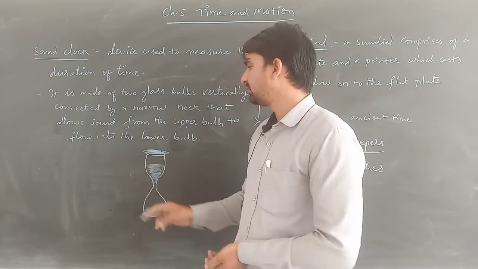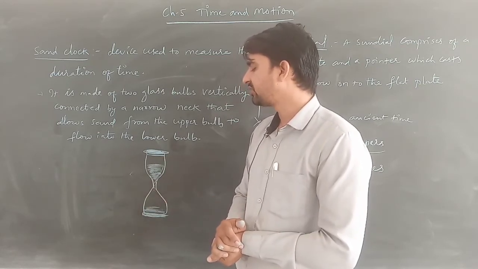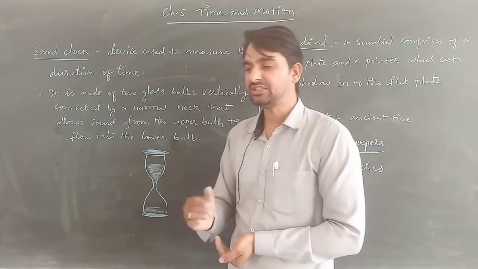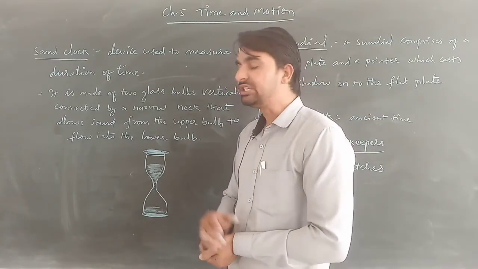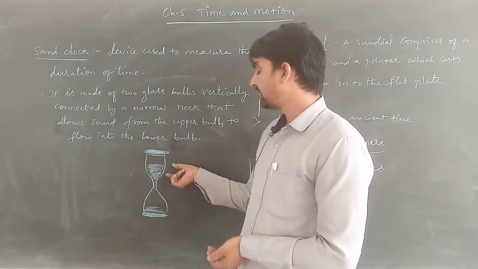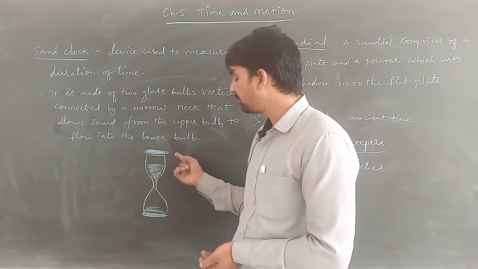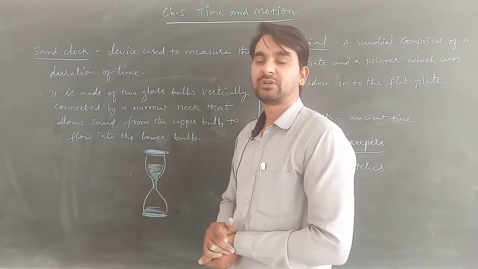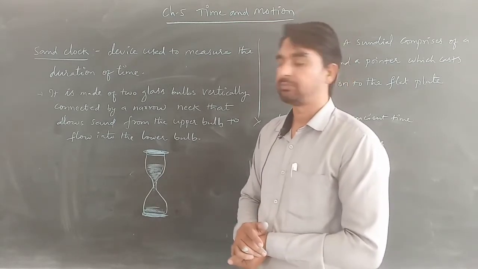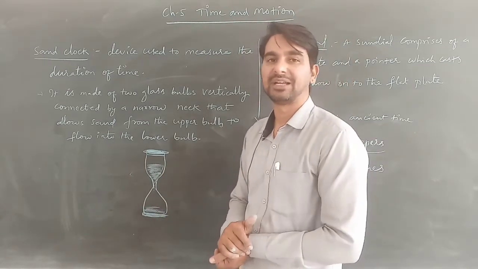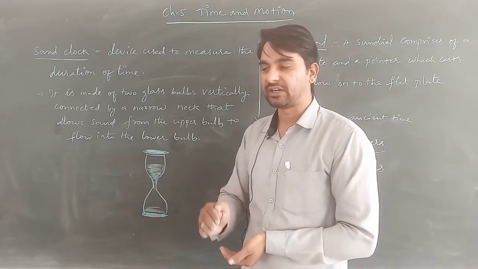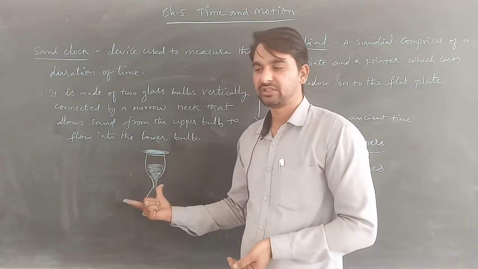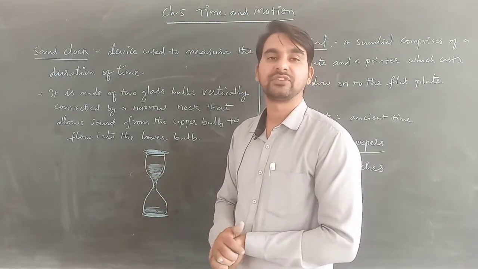The narrowness of the neck is designed in such a way that it gives a particular measurement of time. Different sand clocks give different measurements. For example, certain sand clocks take 1 minute to flow the complete sand into the lower bulb, while some may take 5, 10, or 15 minutes. Based on the design, the size of the bulb and the narrowness of the neck, it gives different measurements. It depends on the width, the quantity, as well as the roughness of the sand.